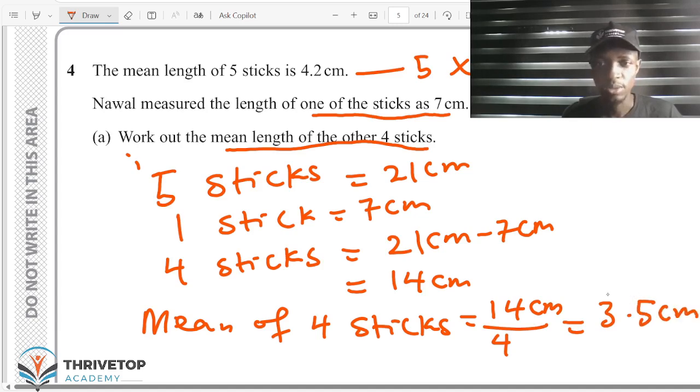When you divide this by 4, we are going to have 3.5 centimeters. Don't forget, it is non-calculator. You can leave your answer as 7/2. If you leave your answer as 7/2, it will be marked, or 3.5 centimeters.